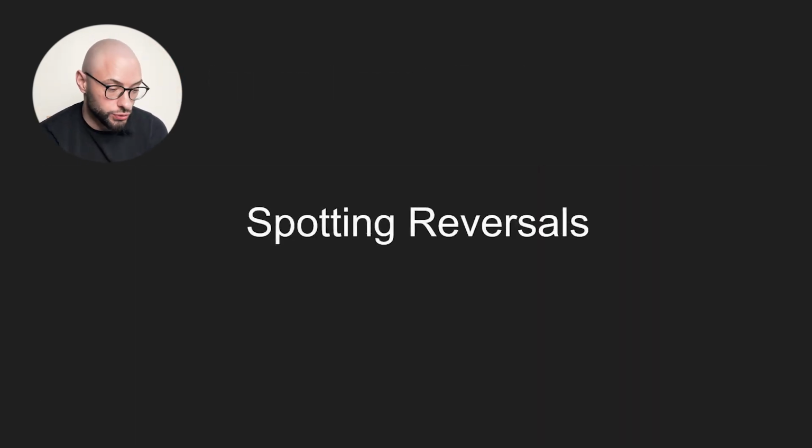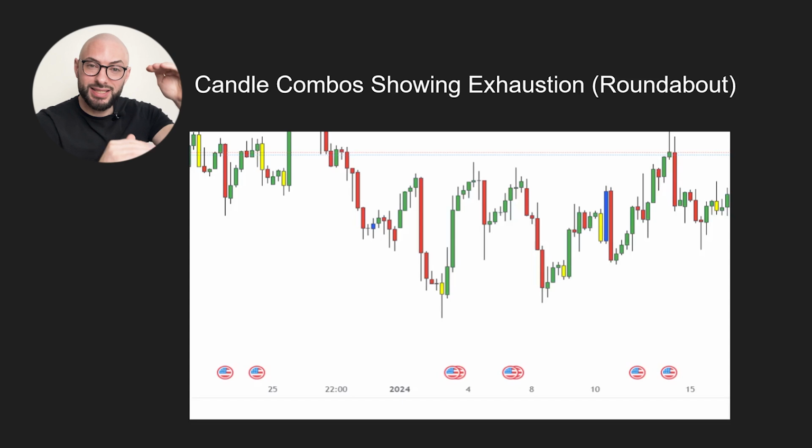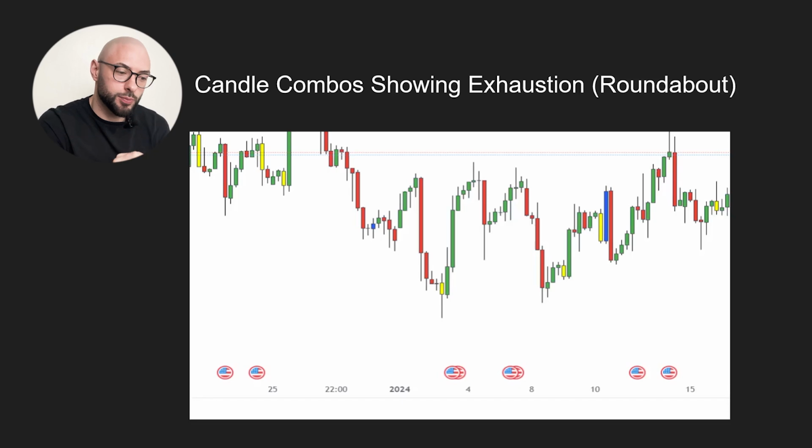So, spotting reversals. What we can do is look at the candlesticks and look for exhaustion. Just like I said previously, when you see a big strong momentum candle, that's indicating a lot of strength, and it's more likely to keep going if it's going up, for example. But when the candles start getting smaller and smaller, that shows that the price is getting a bit weaker, so it's losing momentum. So that's how you can actually spot reversals.